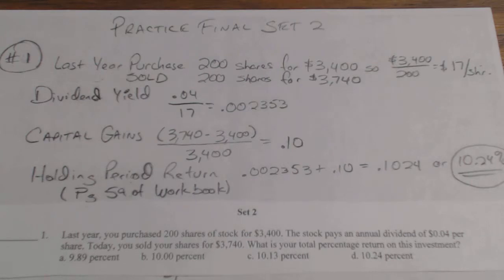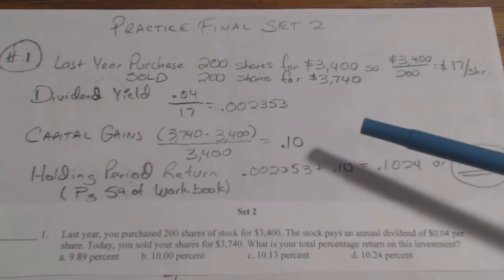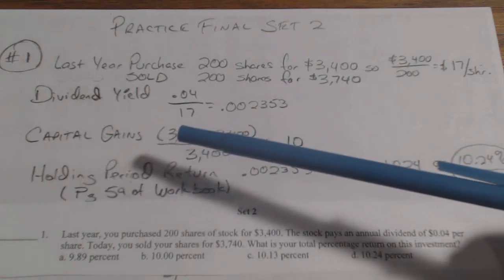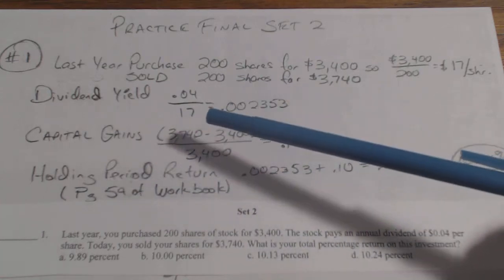So basically it's whatever you made on the stock by selling it plus whatever dividends you collected for that period of time. You divide that by the original investment, which was the purchase price of the stock, and that gives you the total percentage return. So there's two ways to do it. I'll just show you the one way they show in the book, which is just kind of dividing it up. It doesn't make any difference.